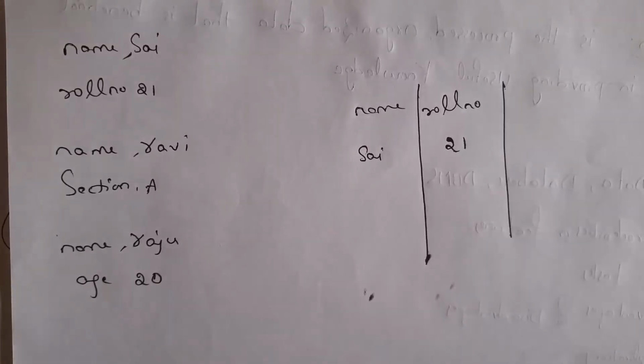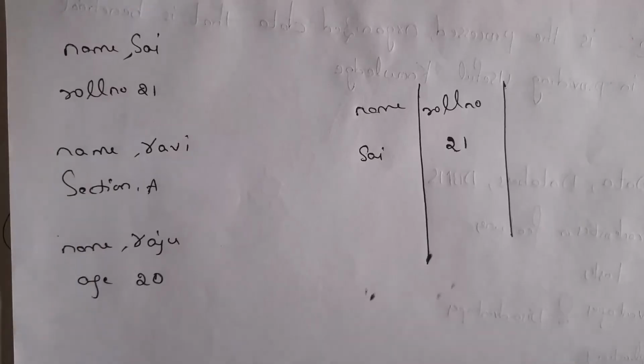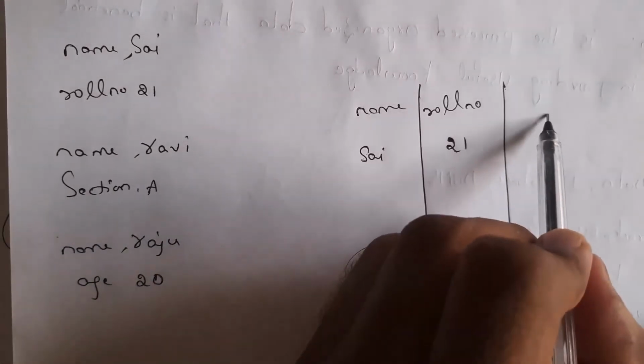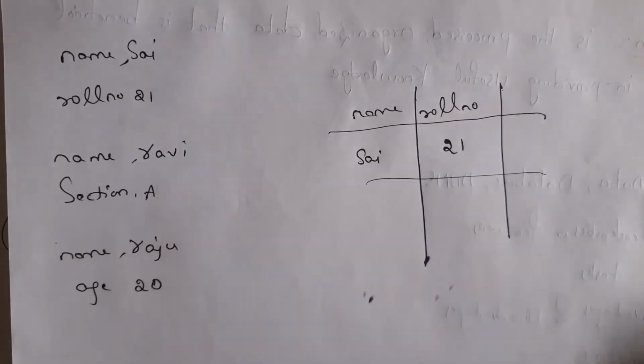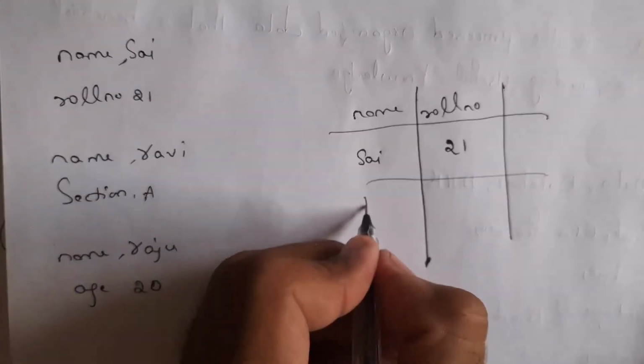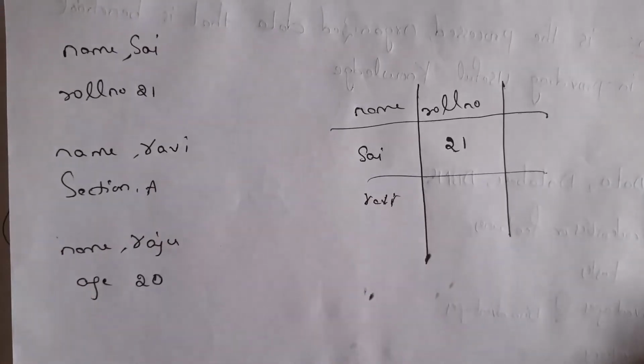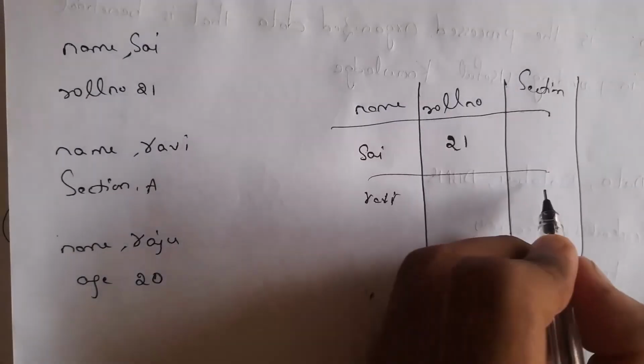For example, I want to store information of three different students. One student's name is Sai, roll number 21. So I will create a name column as well as a roll number column, and I will insert name Sai and roll number 21. Similarly, for another student, I want to insert name Ravi, section A. The name column is already present, so I can write Ravi, but the section column is not present in my table. So again I need to create a section column and write section A.